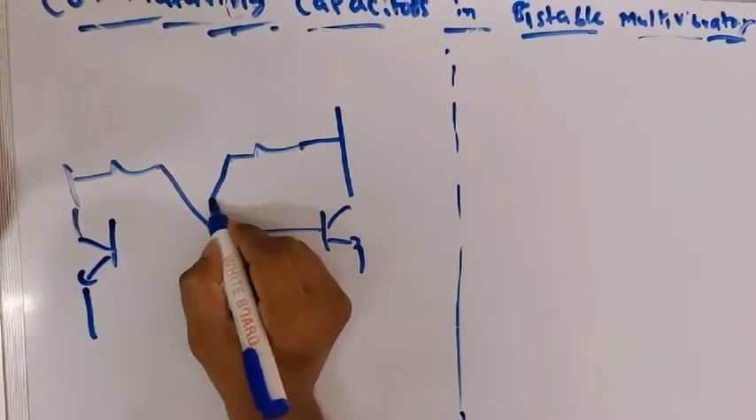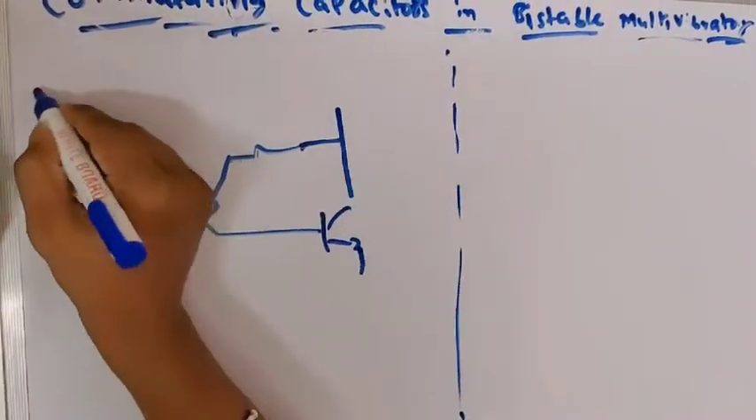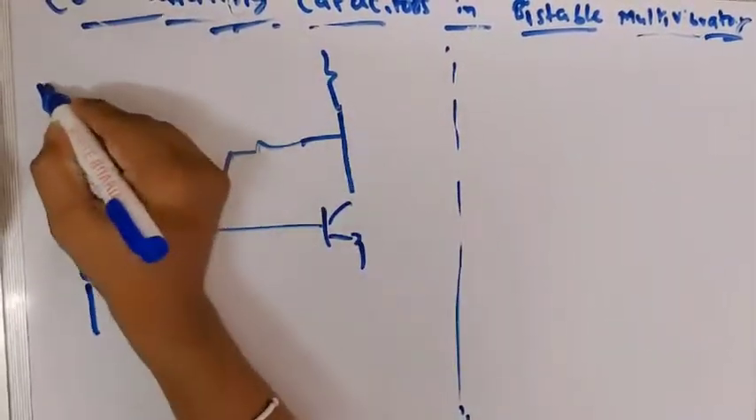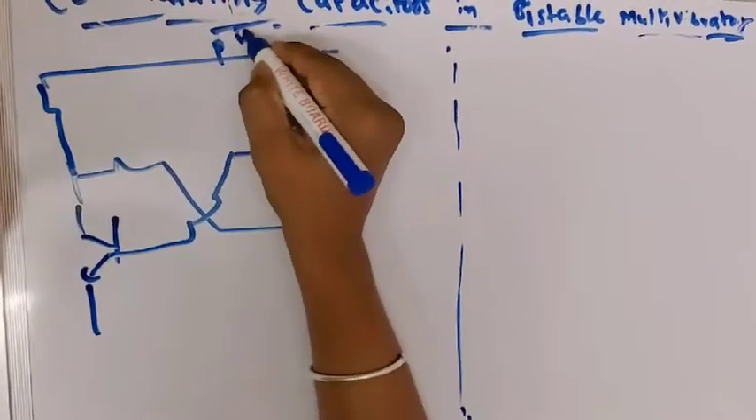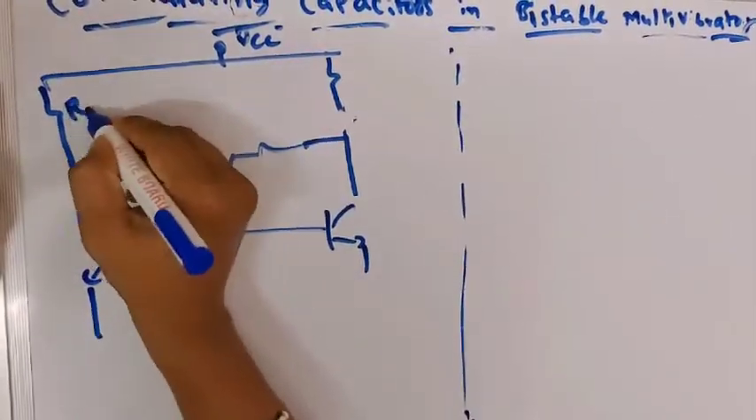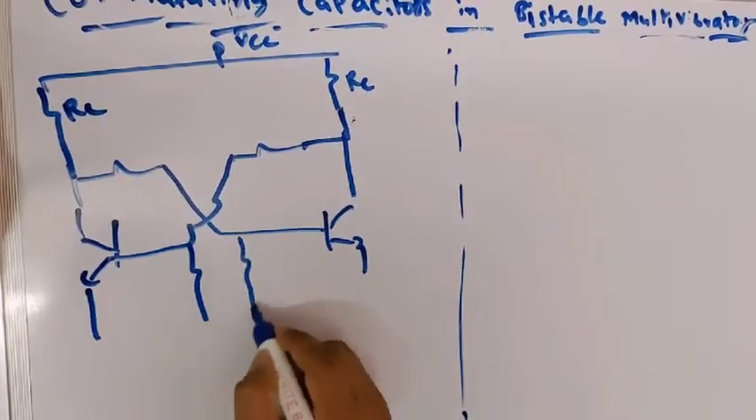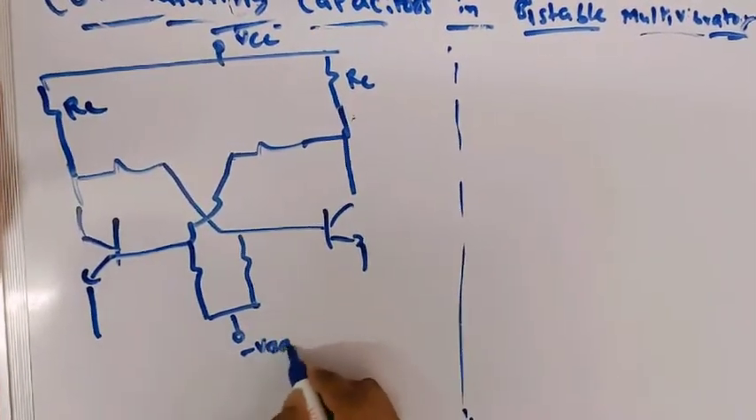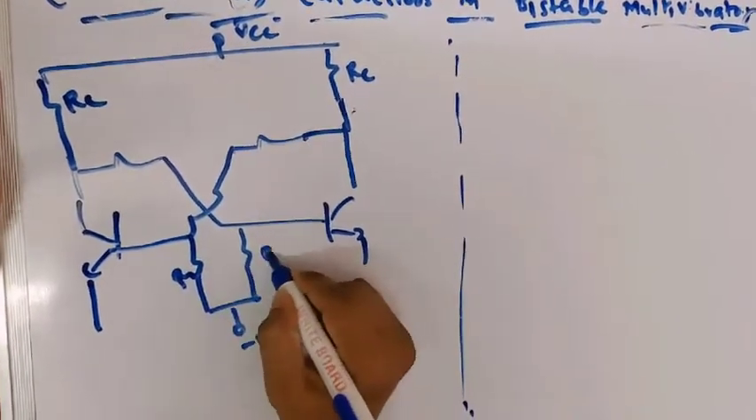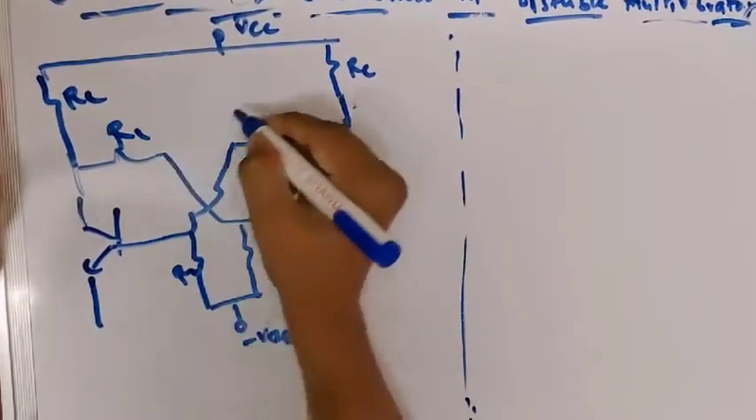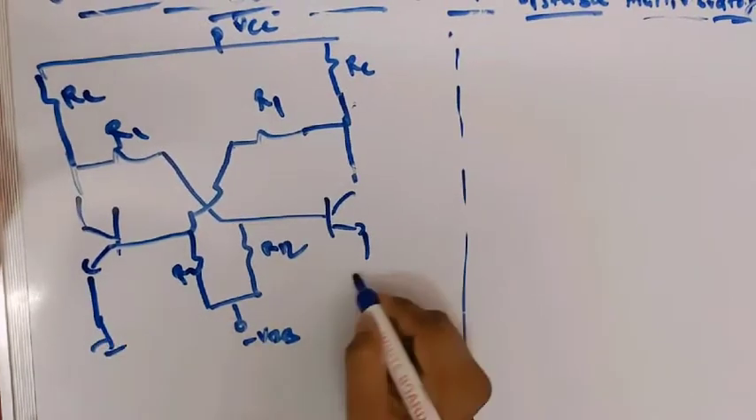This type of coupling is called DC coupling, and it generates the output waveforms with the help of a DC supply. The DC supply, let us consider, is VCC, and the collector resistances are RC. Now we will use one more DC supply here, that is minus VBB. Resistors are R2, identical resistors we are considering here. Now this is a symmetrical network.